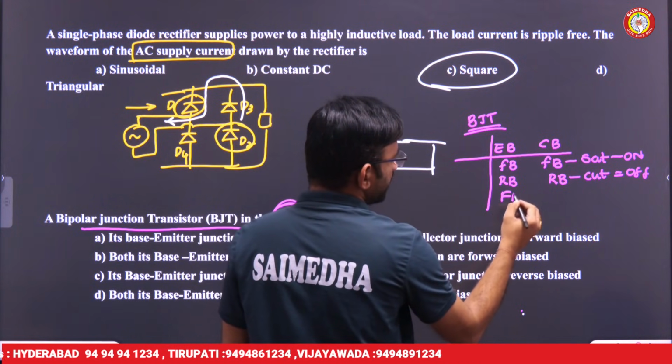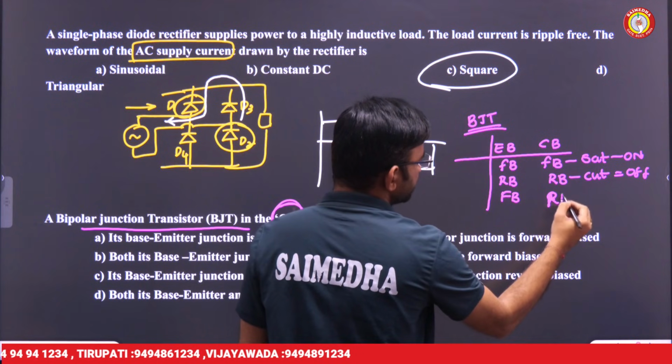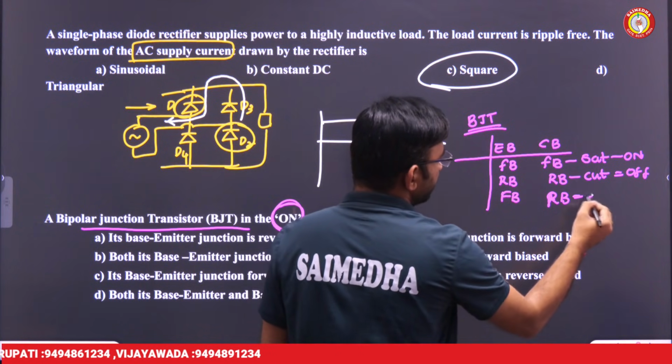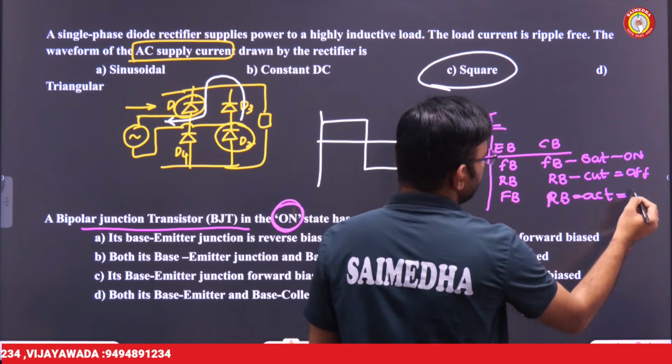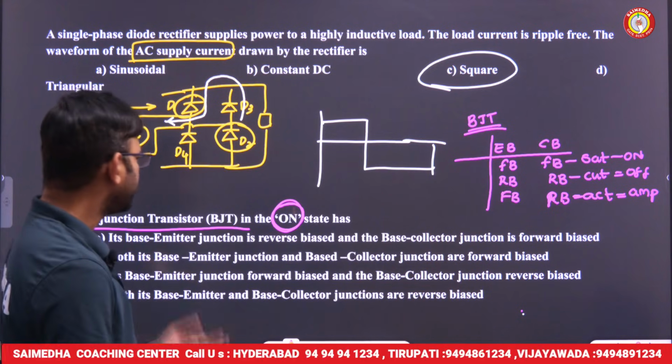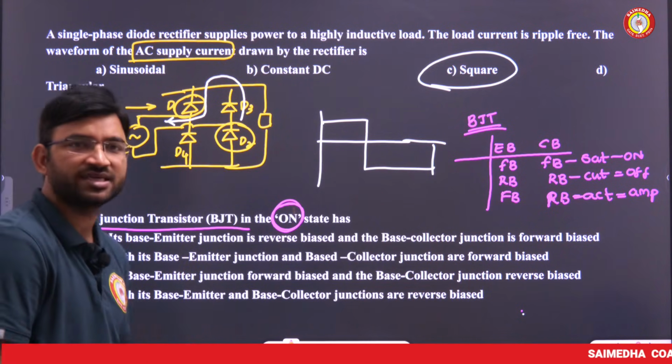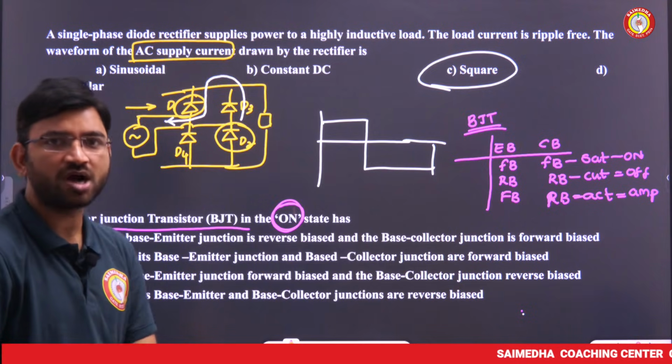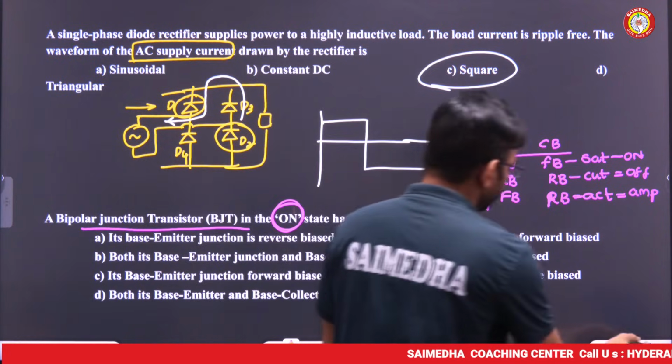Emitter base junction is forward bias. Collector base junction is reverse bias. It is operated in the active region, sir. It will be treated as an amplifier. So based on that you can match, sir. So the bipolar junction transistor is on state when it will become on state. So try to match that one.